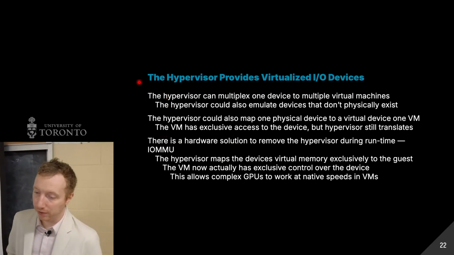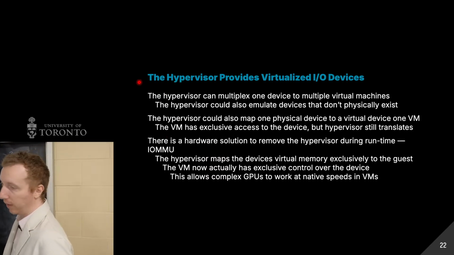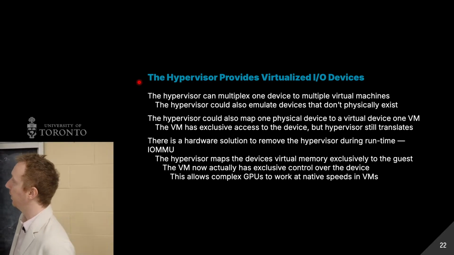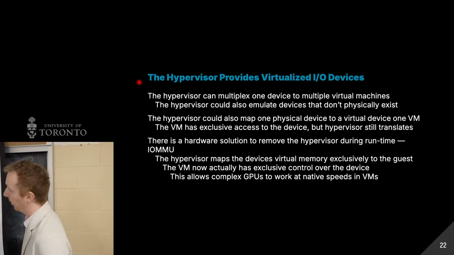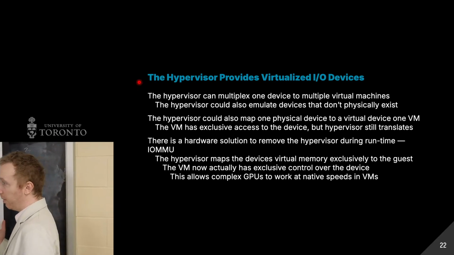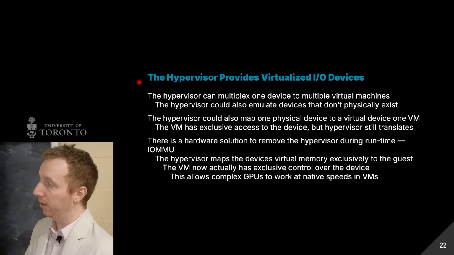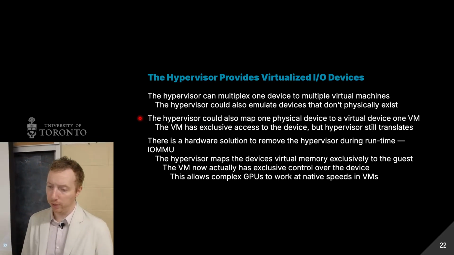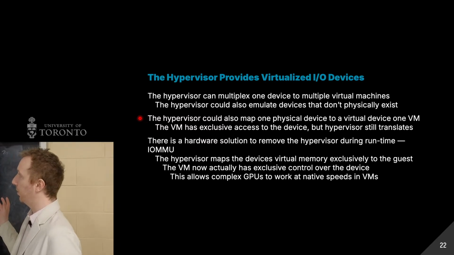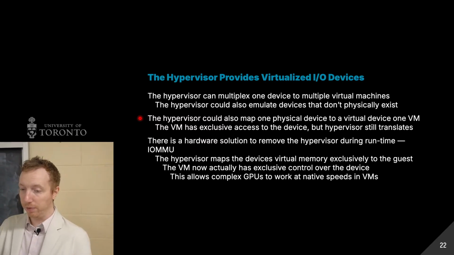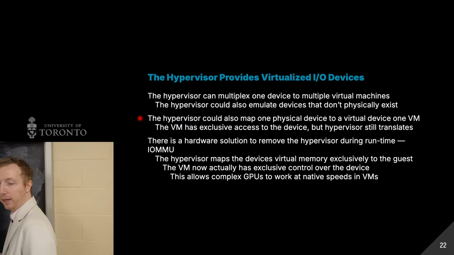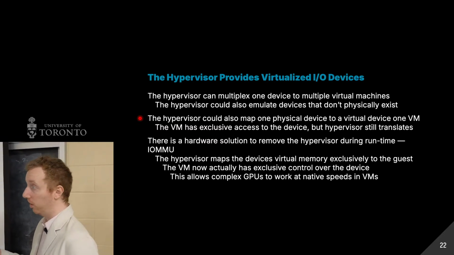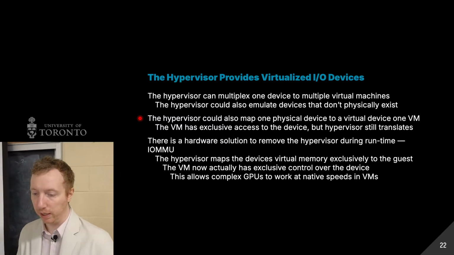All right, another fun thing you can do is you can provide virtualized I/O devices. So a hypervisor can multiplex one device to multiple virtual machines, and could also emulate devices that don't physically exist. So for instance, a network card. There's one physical network card on your machine, but each virtual machine can have access to it. And another thing you could do is a hypervisor could also map one physical device to a virtual device on one VM. So one virtual machine has exclusive access to the device, but the hypervisor is still in the middle, still translating because it could actually share it between different operating systems.